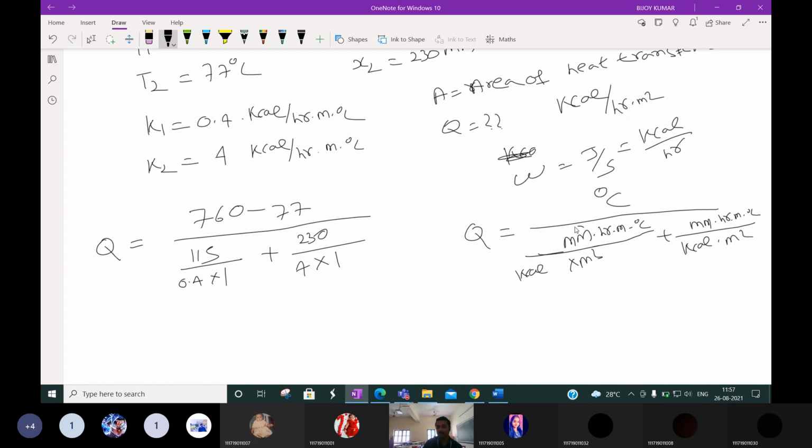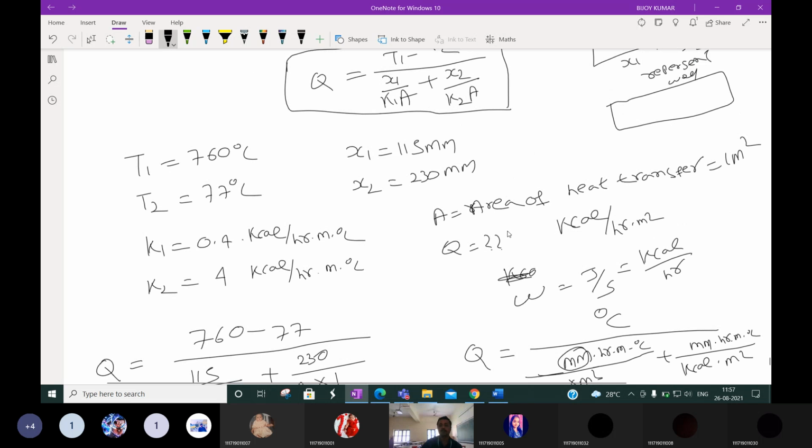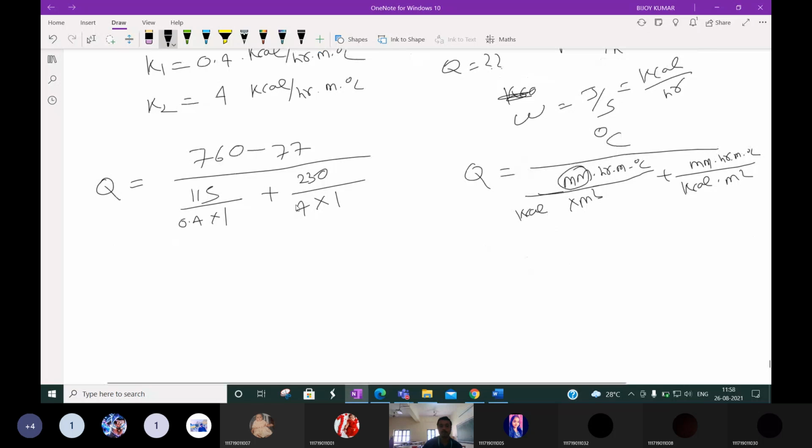So what we have to do, this mm we have to convert to meter. How can we convert? It is 115 into 10 to the minus 3 meter, and 230 into 10 to the minus 3 meter. Or you can say 0.115 meter, 0.230 meter. So you have to convert to the meter unit.